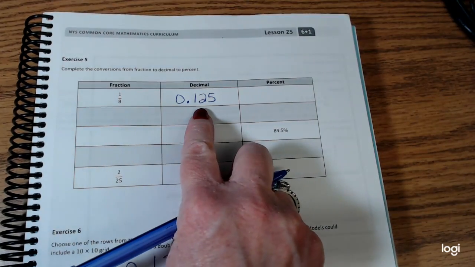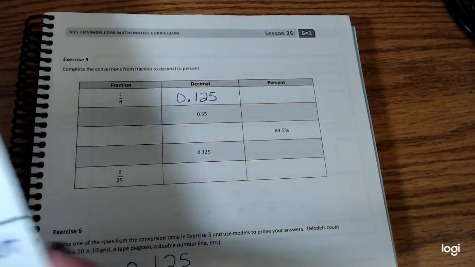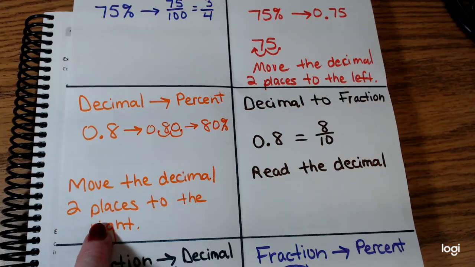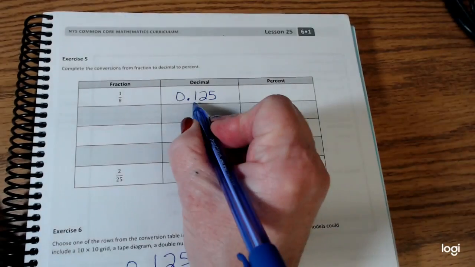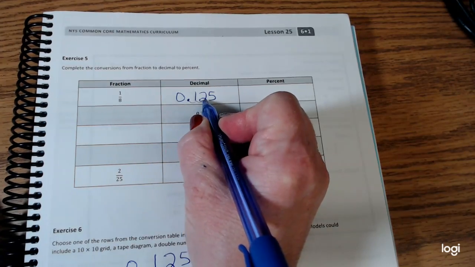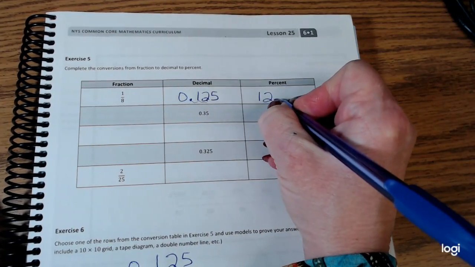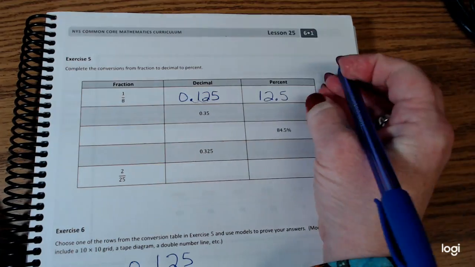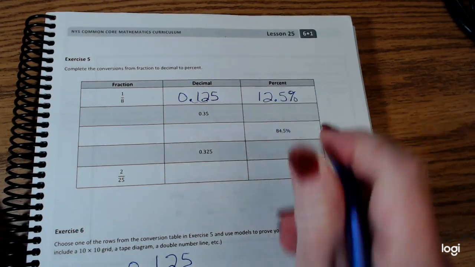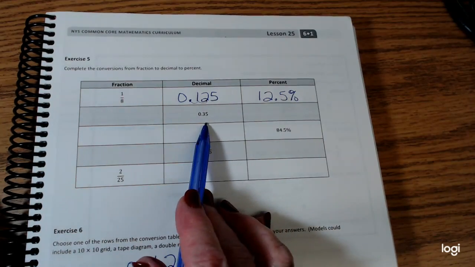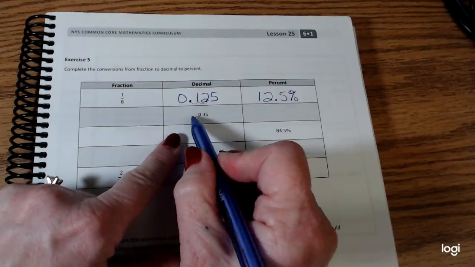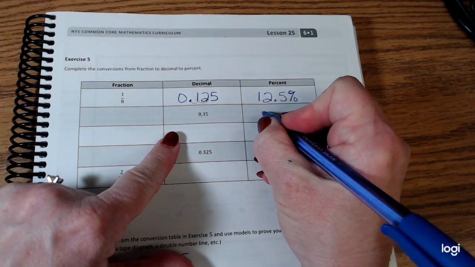Oh, it's easy to go from a decimal to a percent. Remember, decimal to a percent, we move the decimal 2 places to the right. All right, so let's move it 2 places to the right. 1, 2. So that means we have 12 and 5/10 percent. All right, so here's our decimal. Remember, decimal to percent, move it 2 places.